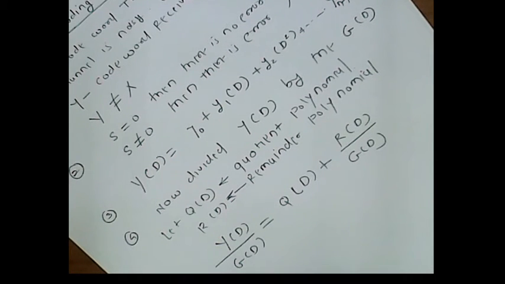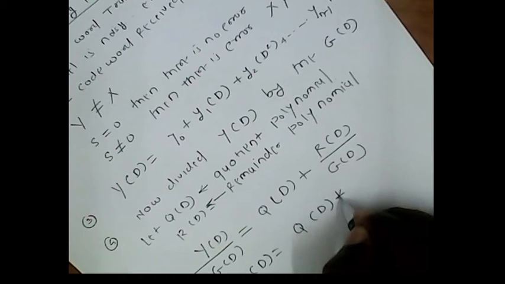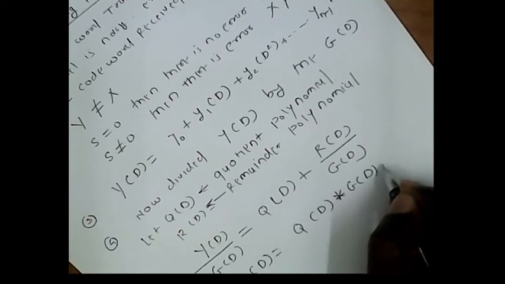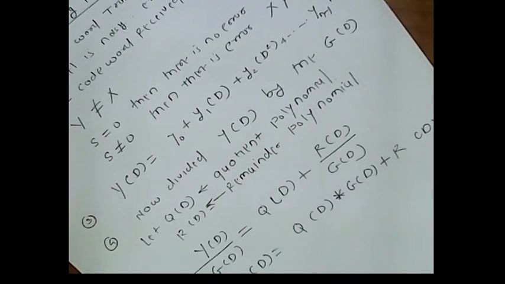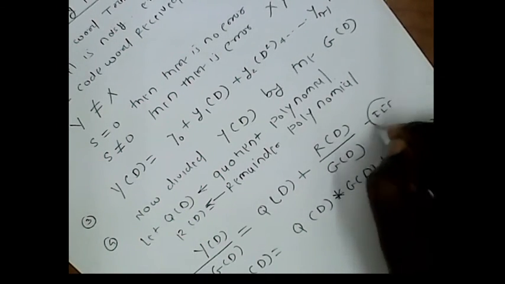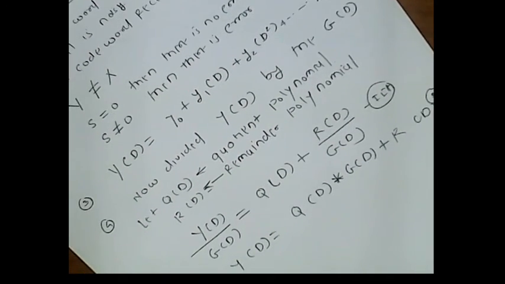So we can write down y of d is equal to the quotient polynomial into the generator polynomial plus the remainder polynomial. So this is equation number two, and this is, we can say, the third equation.